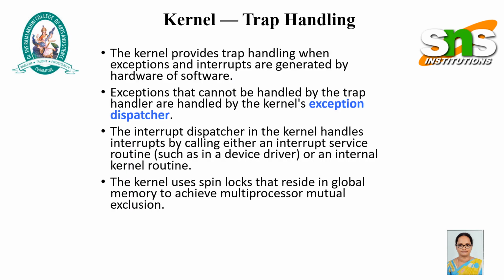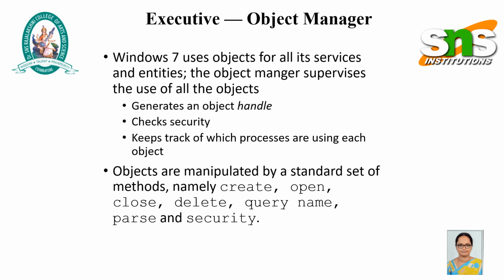Trap handling. The kernel provides trap handling when exceptions and interrupts are generated by hardware or software. Exceptions that cannot be handled by the trap handler are handled by the kernel's exception dispatcher. The interrupt dispatcher in the kernel handles interrupts by calling either an interrupt service routine or an internal kernel routine.